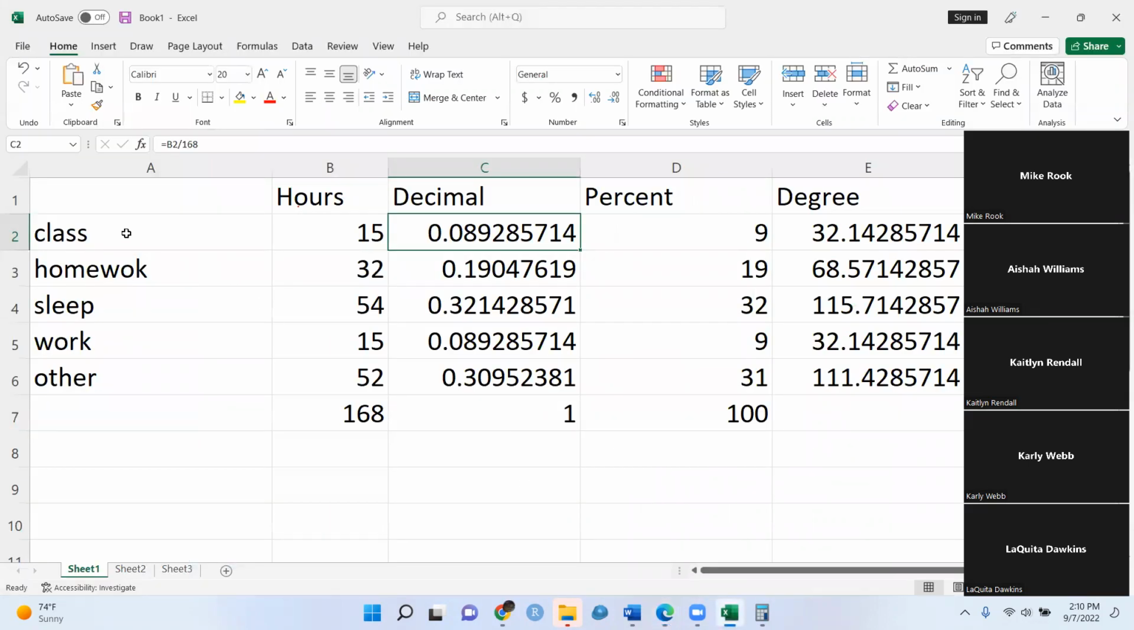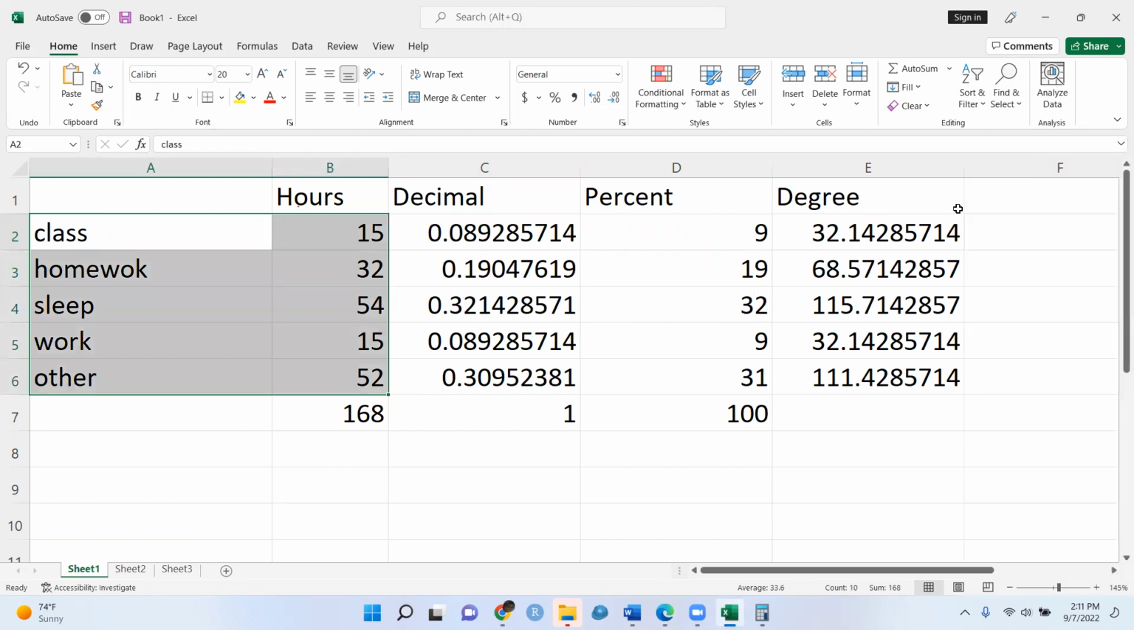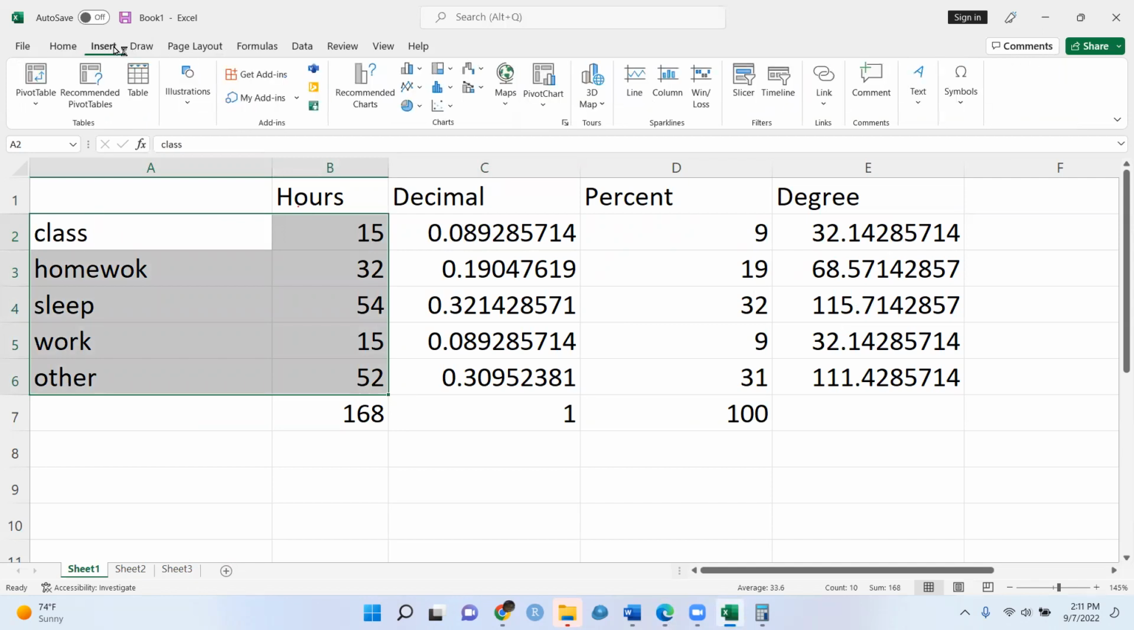What you do is you select, if you want the names in there, you select the names of the stuff and then the hours. We don't need to select the percents or the degrees. That's just for our own understanding. And you go to Insert, which is on that top ribbon up there. It's next to Home. And there's a pie chart little thing under, what is this? Charts.